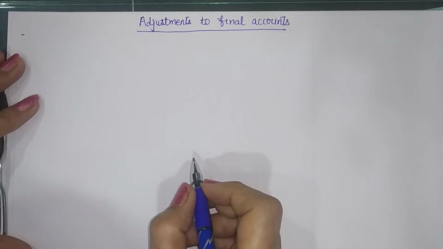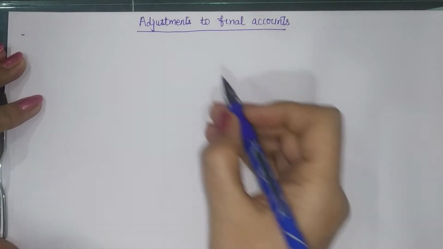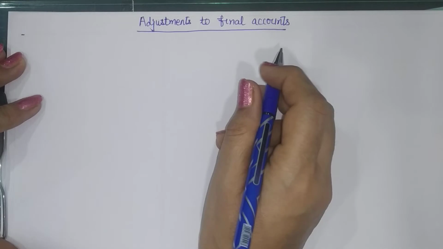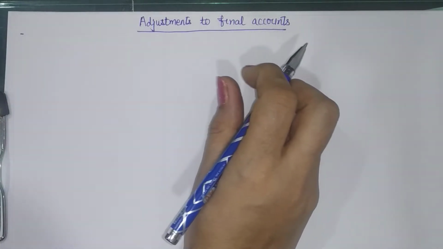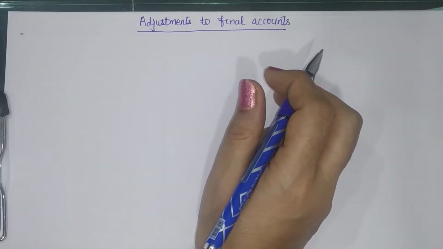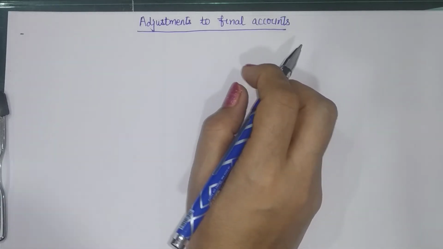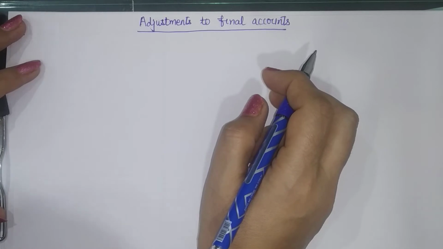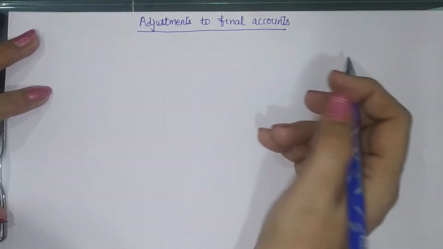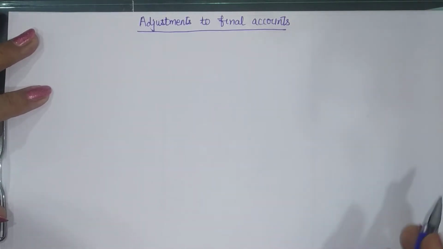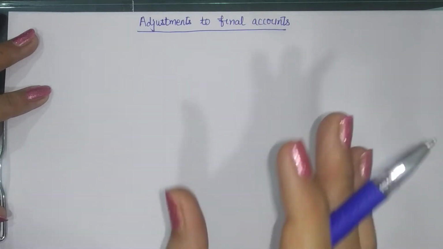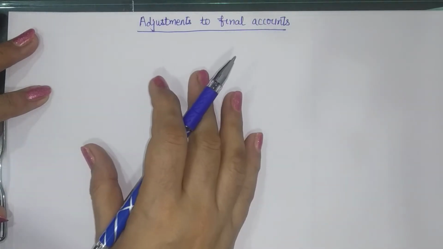Hello everyone. Today we'll be taking up adjustments to the final accounts of companies. As we all know, while preparing final accounts of the companies, that is their statement of profit and loss and their balance sheet, we are given a trial balance, that is a statement of balances, and some additional information. So that additional information will now be studied.